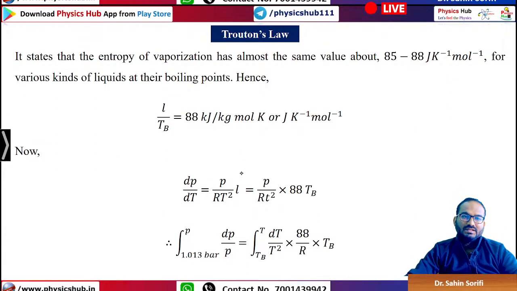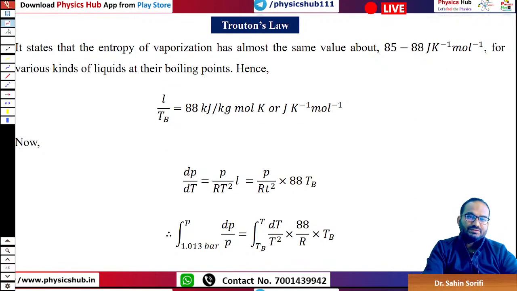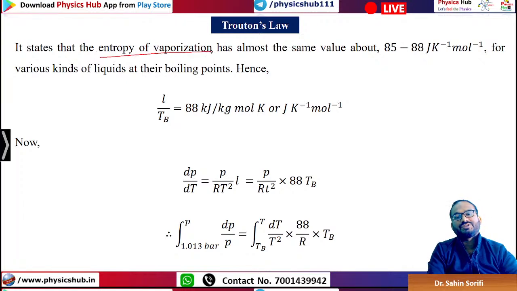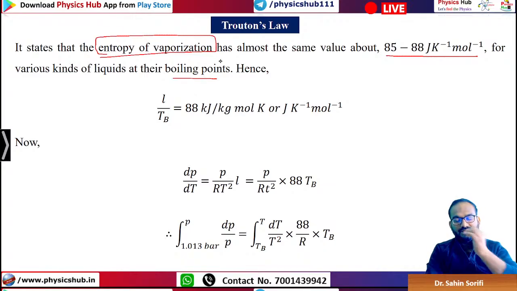Now there is a slightly important law, Trouton's law. What is Trouton's law? It states that the entropy of vaporization has almost the same value, about 85 to 88 joule per Kelvin per mole. Although we are specifying a range, in the question you may be given a fixed value for various kinds of liquids at their boiling points. L by TB, where TB is the boiling temperature, is taken to be 88 joule per Kelvin per mole.